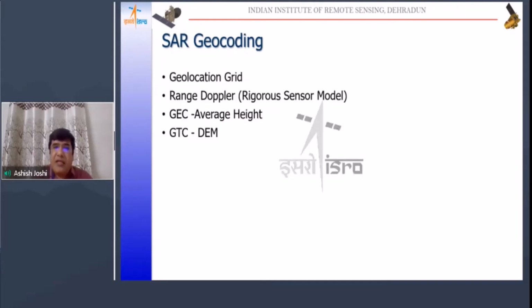So what are the algorithms we are using? Basically there are two algorithms. One is the geolocation grid algorithm, and another is the range Doppler or rigorous sensor model algorithm. So basically these two types of algorithm we can use for our geometrical correction. GEC is used for the average height. That means in the GEC correction we will use the average height of the image surface. And for the GTC, meaning geocoded terrain correction, we will use the DEM of the imaging surface.